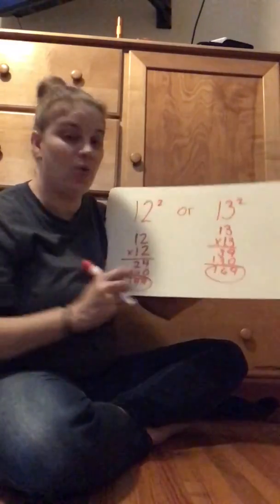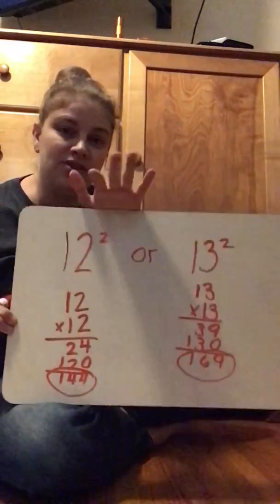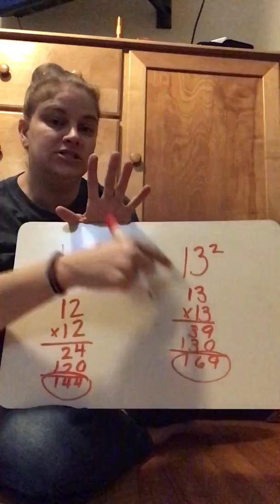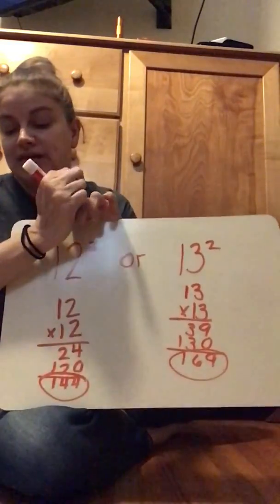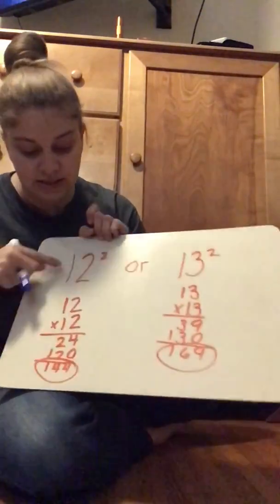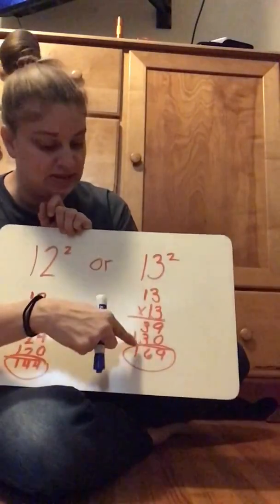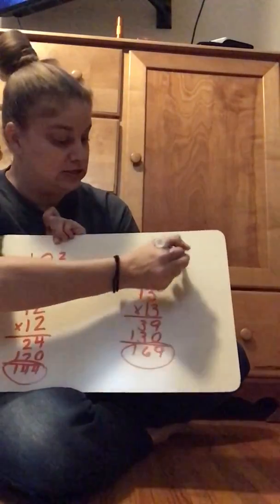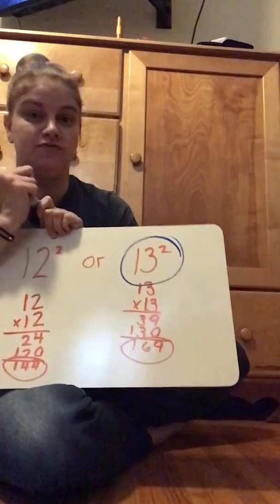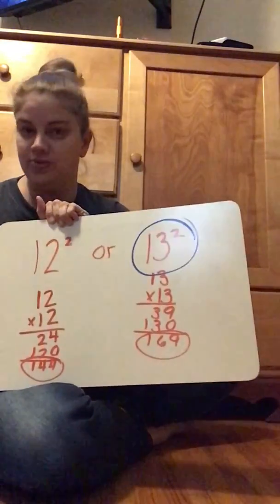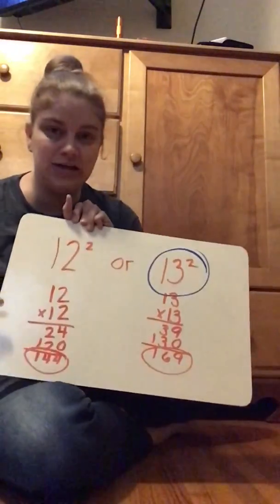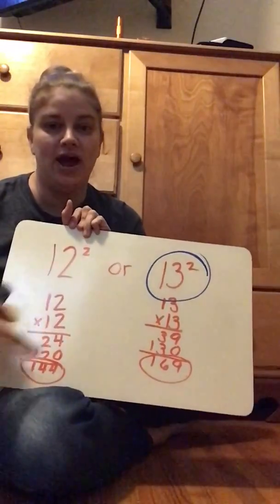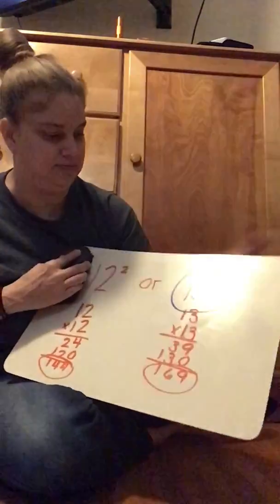And that is 169. So based on this, 12 to the second power and 13 to the second power, which one is greater? This one's 144 and this one is 169. So 13 to the power of 2 would be greater. Remember, you will have calculators and you're allowed to use your calculator, so you don't have to actually do the work like that.